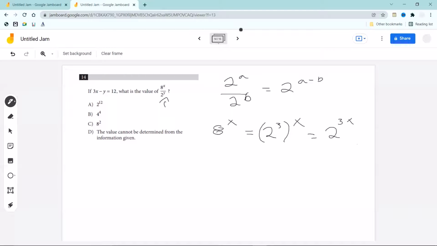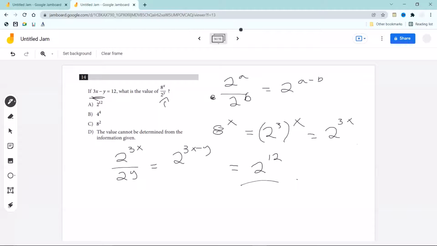So now we can rewrite the expression like this. We'll get 2 to the 3x divided by 2 to the y, right? And once we have this, well, okay, we can apply this law over here, and we'll get 2 to the 3x minus y. And then, right, this piece of information they gave us here is relevant, because this makes the problem a lot easier. Now that we know that 3x minus y is equal to 12, then this is just 2 to the 12, right? Just by plugging it in there.